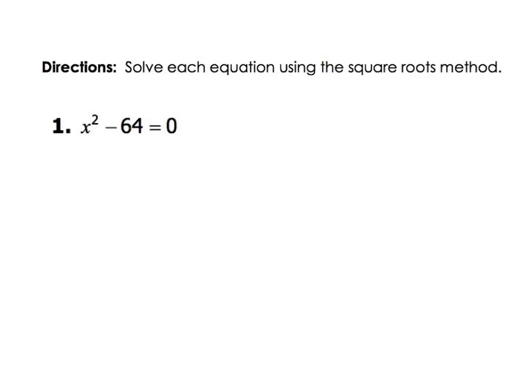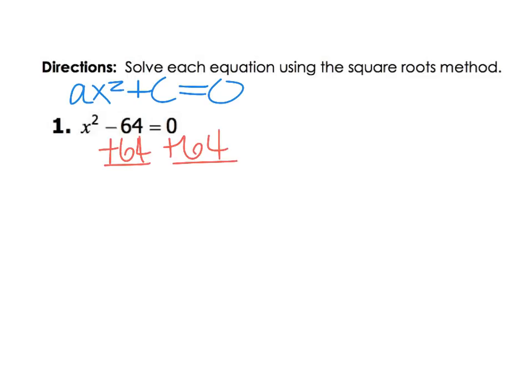Alright, so number 1, this is in the form ax squared plus c equals 0, right? So we can use the square root property to solve this. Now the first thing we want to do is isolate the x squared. So we want to add 64 to both sides, because we want to get the x squared by itself. Cancels out on the left and we're left with x squared equals 64.